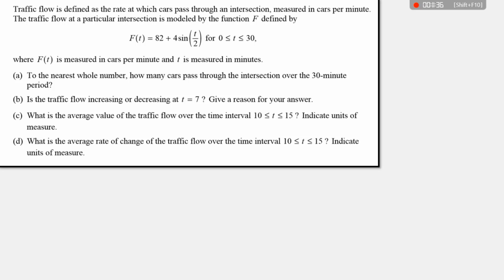So I've got this equation for the traffic flow of cars passing through an intersection measured in cars per minute. It's modeled by this function, 82 plus 4 sine t over 2 for 0 to 30, where f of t is measured in cars per minute and t is measured in minutes. The first thing I want to do is, to the nearest whole number, estimate how many cars pass through this intersection over the 30-minute period. What do I need to do?